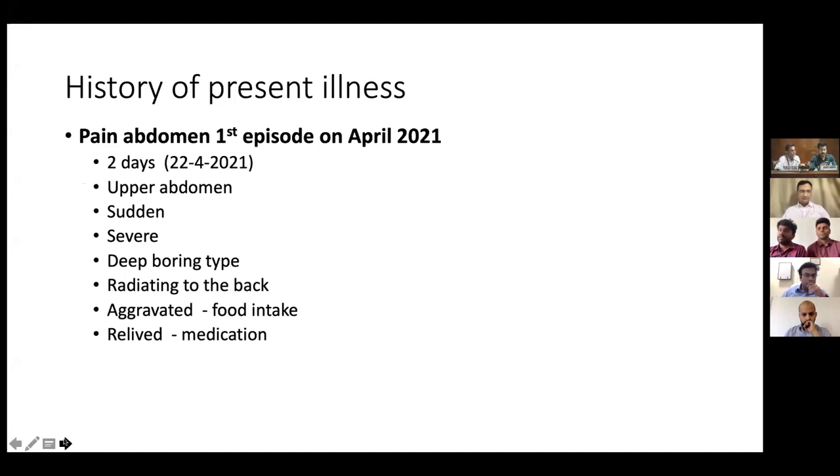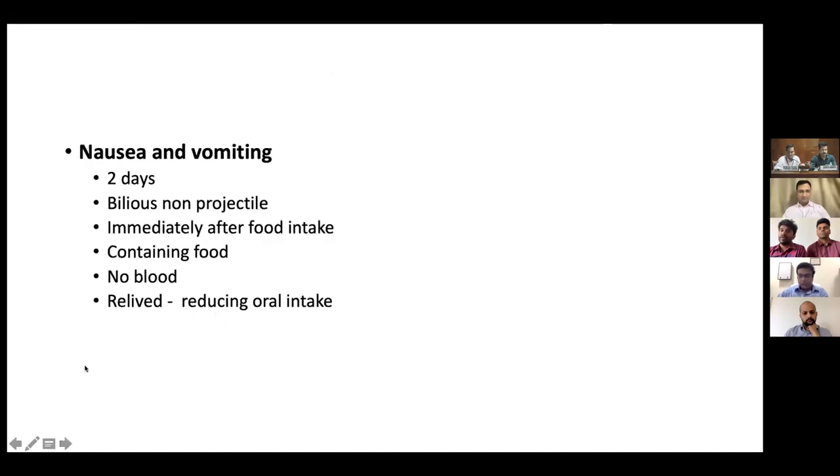During the first admission, the patient came with the chief complaints of upper abdominal pain of 2 days duration, which was sudden in onset, severe, deep boring pain, which was causing the patient to writhe in his bed, and it was radiating to the back, aggravated with food intake, relieved with medication and on leaning forward. He also had nausea and vomiting in addition to the pain of 2 days duration, which was bilious, non-projectile, and immediately after food intake containing food particles without any blood. It was reduced or relieved with reducing the oral intake.